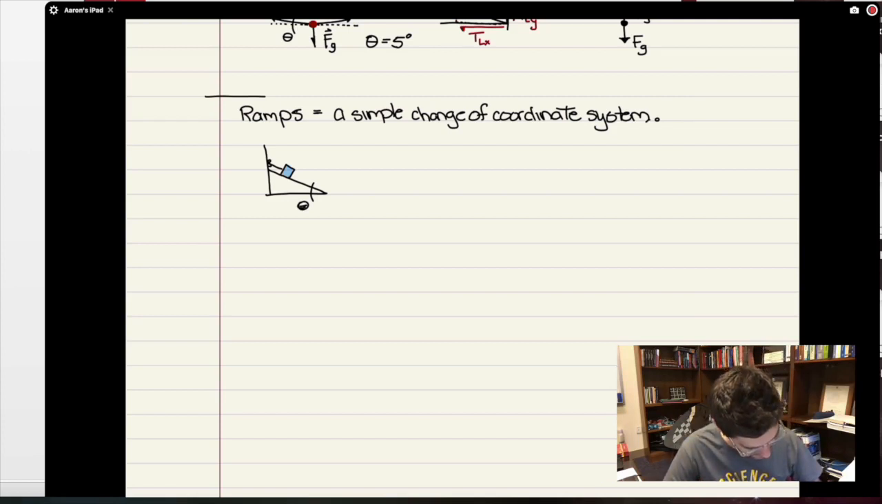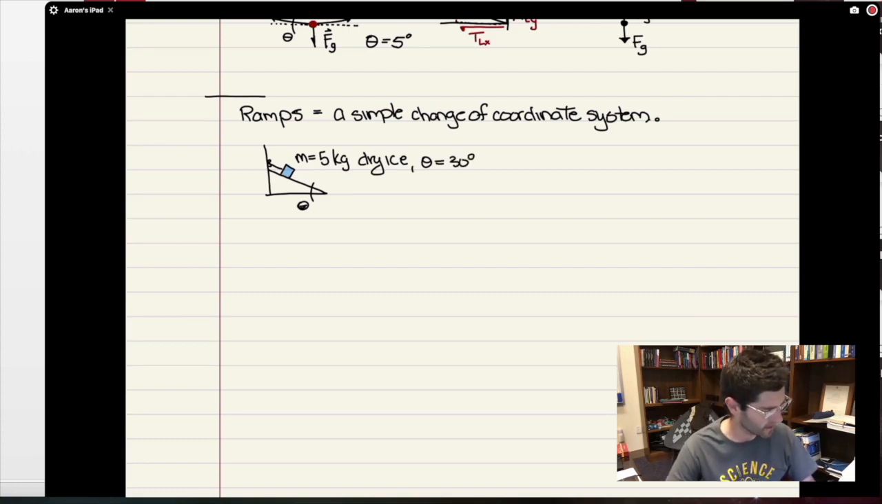All right, so if I wanted to put some numbers, say you have 5 kilograms of dry ice on a ramp that makes an angle of 30 degrees above the horizontal. The rope breaks, and the ice then has what acceleration?